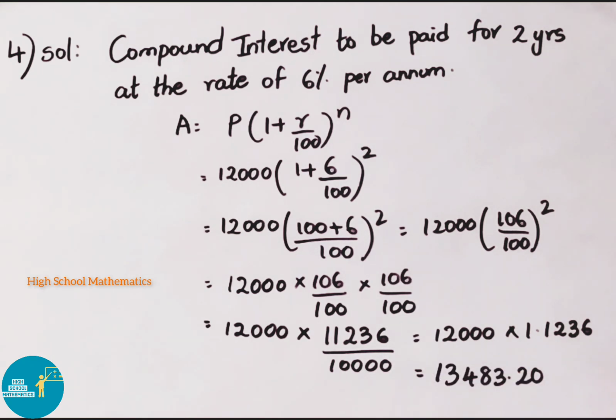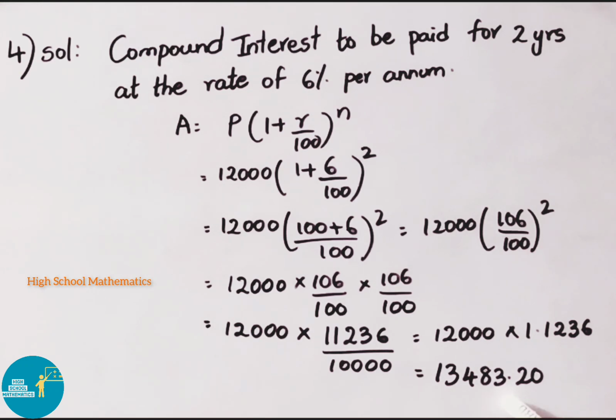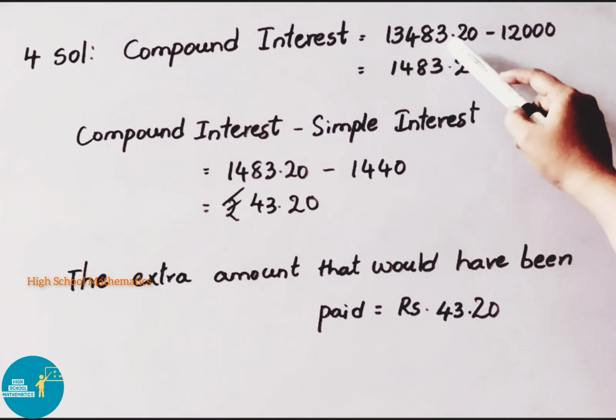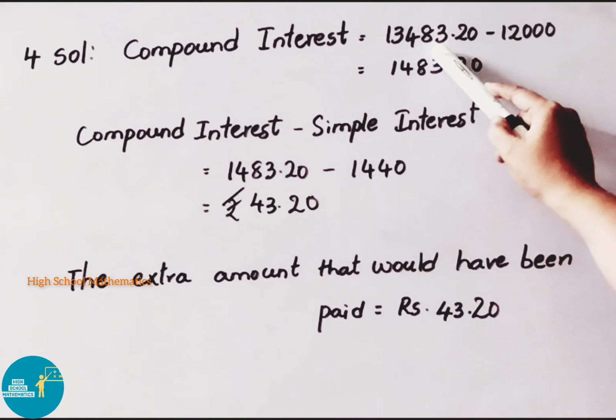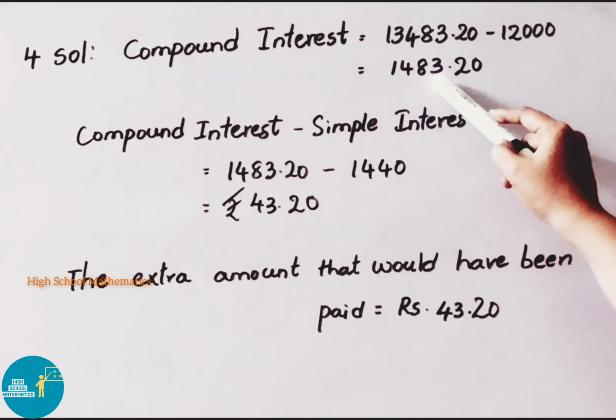Now this value on simplification becomes 1.1236. So 12,000 into 1.1236, on multiplication we get the result 13,483 rupees 20 paise. Therefore, the compound amount to be paid for 2 years at the rate of 6% per annum is 13,483 rupees 20 paise. See now, compound interest equals amount minus principal. Now we got amount, that is 13,483 rupees 20 paise, minus principal amount 12,000 rupees. On subtracting both, we get compound interest as 1,483 rupees 20 paise.